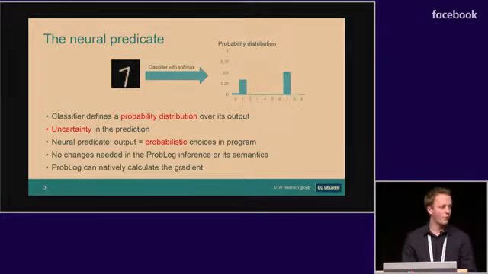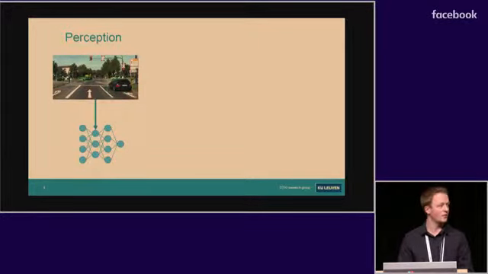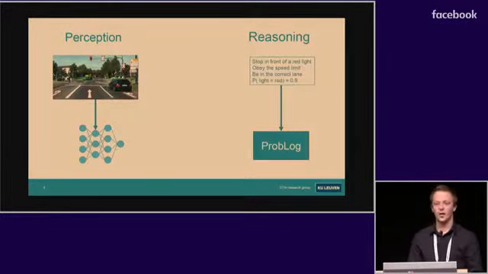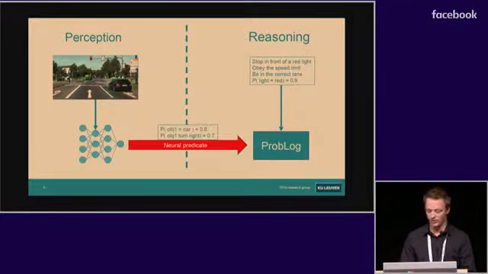And thanks to the power of ProbLog, we can also natively calculate the gradient with respect to these probabilities. So the perception task is still solved by the neural network, while the reasoning happens in our ProbLog program. Now, the neural predicate is simply the bridge between both, taking the probabilistic output of the neural network and putting it in the program while still maintaining a clear distinction between both sides.